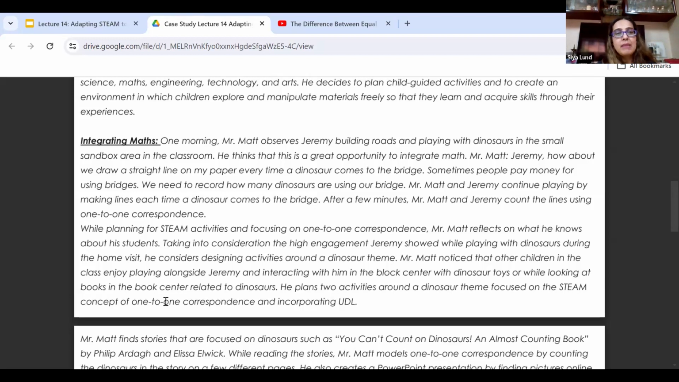While planning for STEAM activities and focusing on one-to-one correspondence, Mr. Matt reflects on what he knows about his students. Taking into consideration the high engagement that Jeremy showed while playing with dinosaurs during the home visit, he considered designing activities around the dinosaur theme. Mr. Matt noticed that other children in the class also enjoyed playing alongside Jeremy.